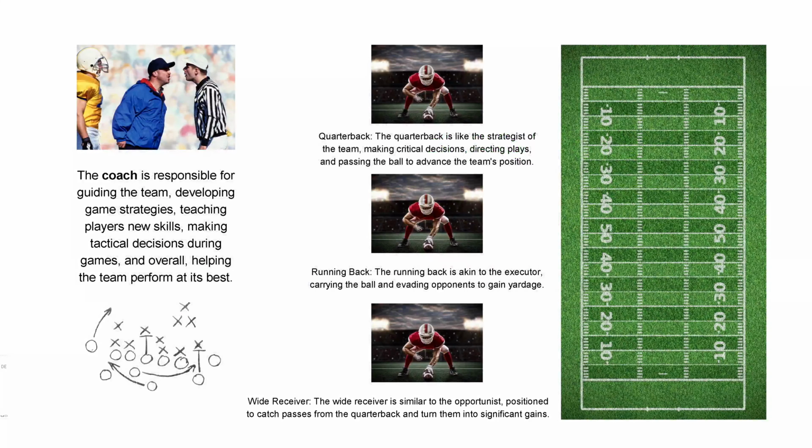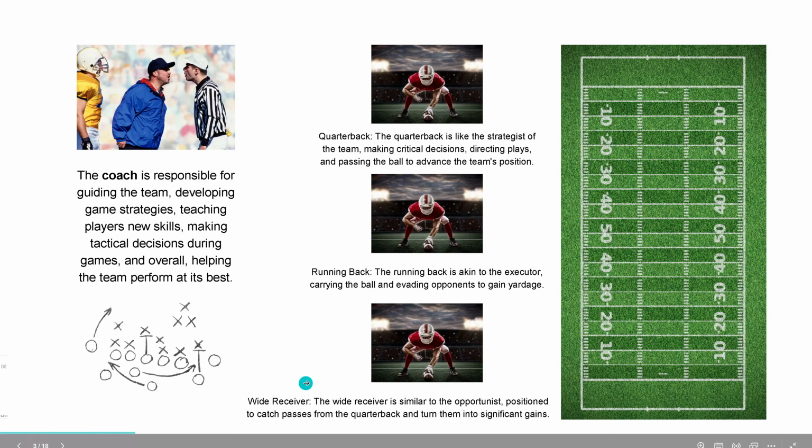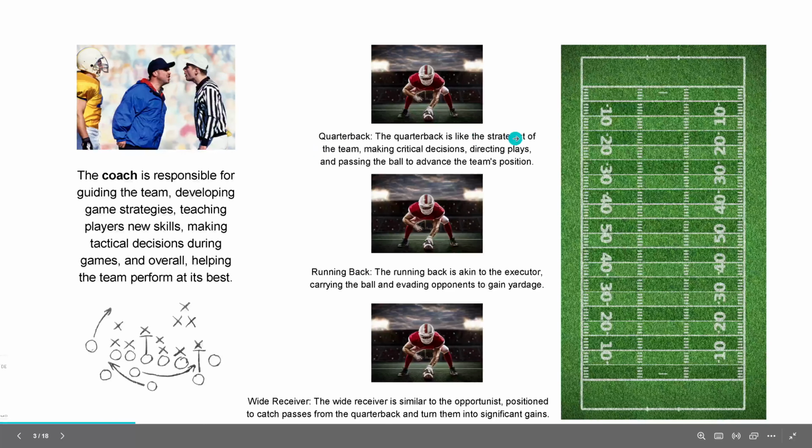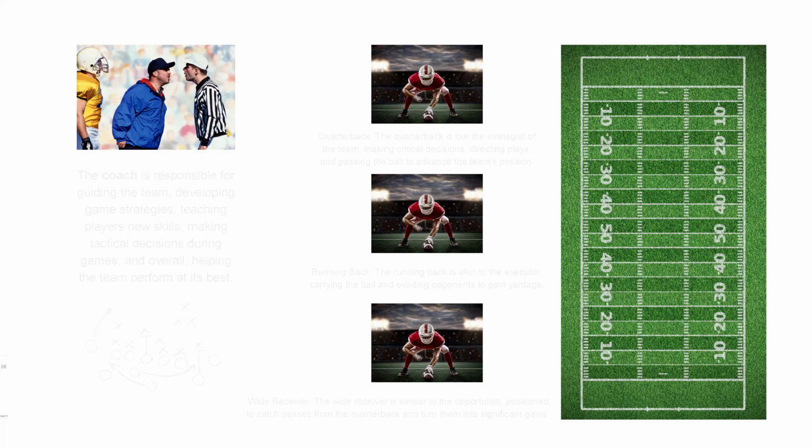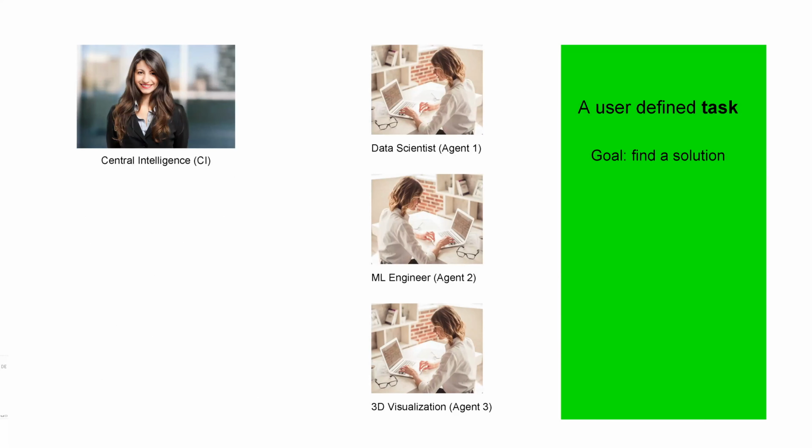You know, football, we have a quarterback, we have a running back, we have a wide receiver, and they all have specific functionalities. And then, of course, we have the coach. Coach responsible for guiding the team, develop game strategies, teaching players new skill, making tactical decisions during the game. And then, of course, we have here our playing field. And you're not going to believe this, but we use this analogy to understand what's happening now within our artificial intelligence system.